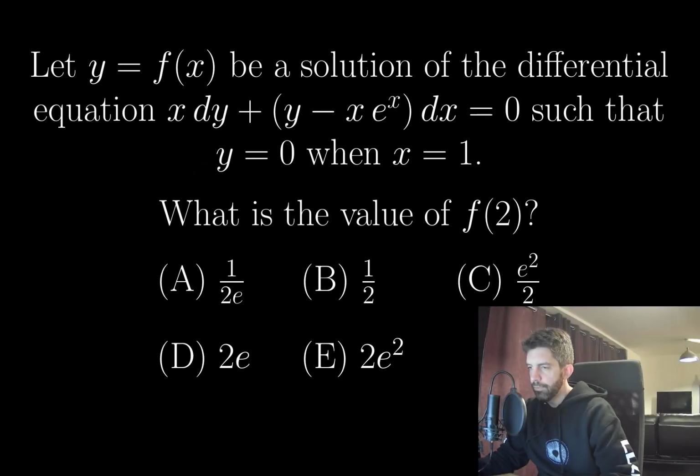Let y equal f of x be a solution to the differential equation x dy plus y minus x e to the x dx equals 0, such that y equals 0 when x equals 1. What is the value of f of 2?